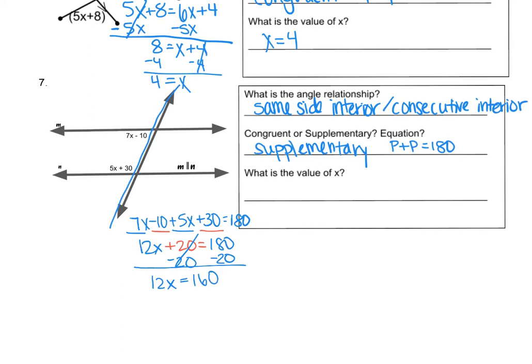And then our last step, we got to get rid of the 12 in front of the x, so we need to divide by 12 since they're attached to each other. So 12s cancel out, and 160 divided by 12 is going to give us 13.33. So the value of x is 13.33.